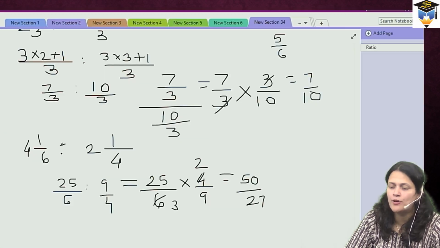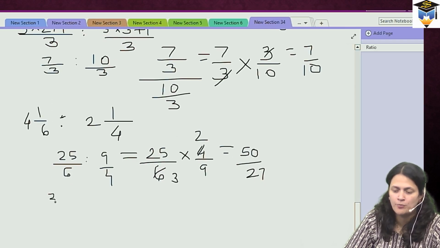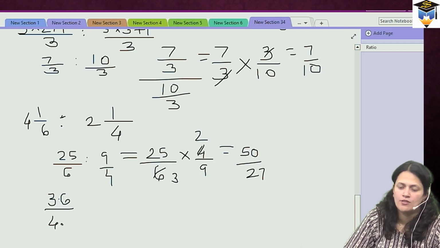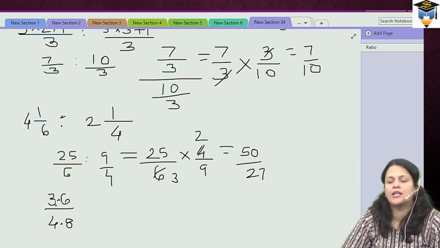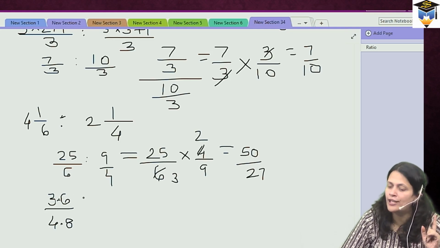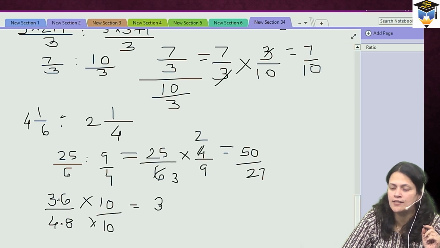Now 3.6 is to 4.8. The next ratio is 3.6 upon 4.8. So always remember, whenever there are decimals, try to convert it to normal numbers. So what you will do? I am going to multiply both numerator and denominator by 10. So if I do so, I am going to get the answer as 36 upon 48.